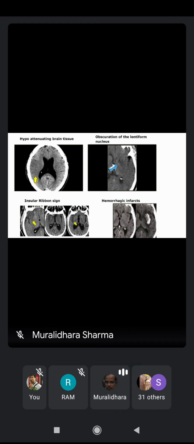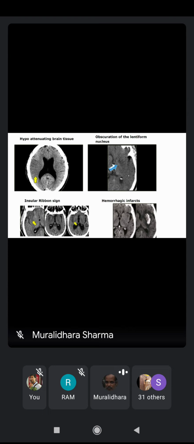And the features could be either hypoattenuation of the brain tissue, or it could be the nucleus, which could be necrosed as such. So depending upon the location, the severity of the condition could be assessed. And if it is involving any vital centers, like respiratory centers, vasomotor centers, then the patient may be in a very critical condition.